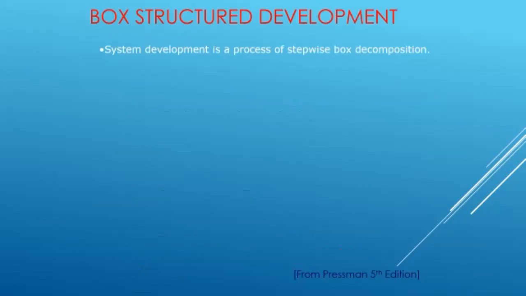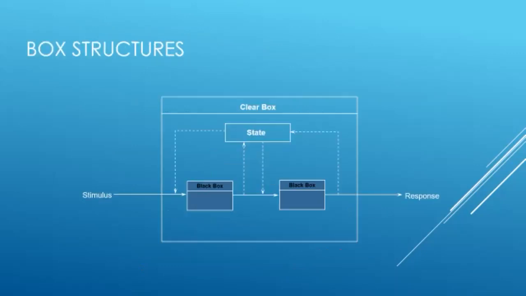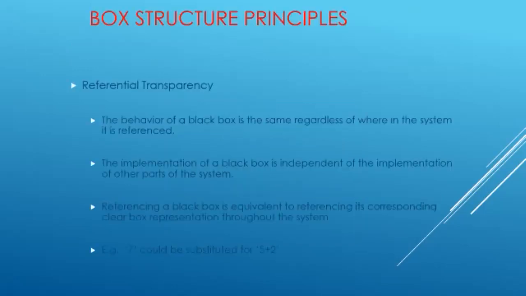This is the box structure development. System development is a process of stepwise box decomposition. This is nothing but the box structures. Stimulus, black box, response. Box structure: here, stimulus is an input and the black box produces a response, which is an output. There are many black boxes.